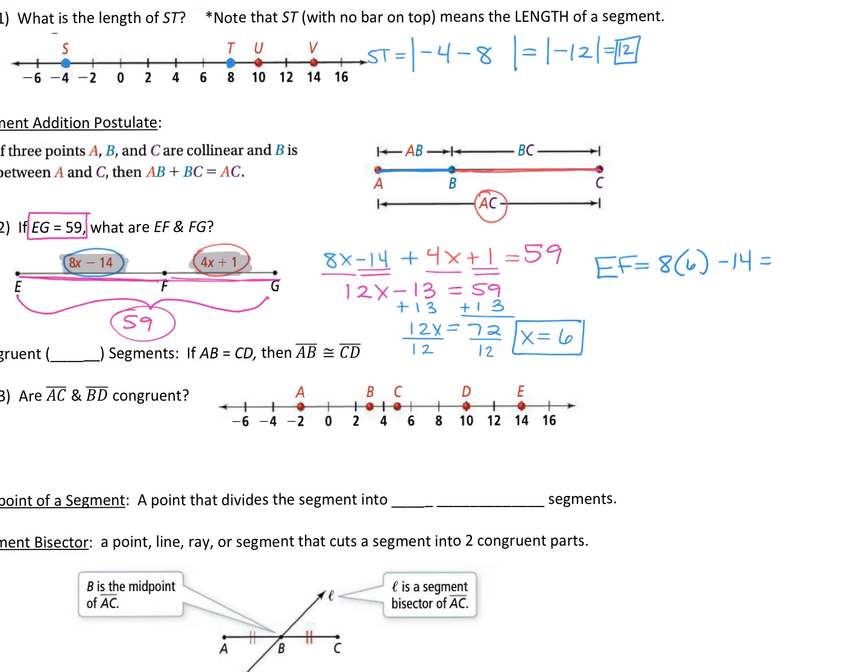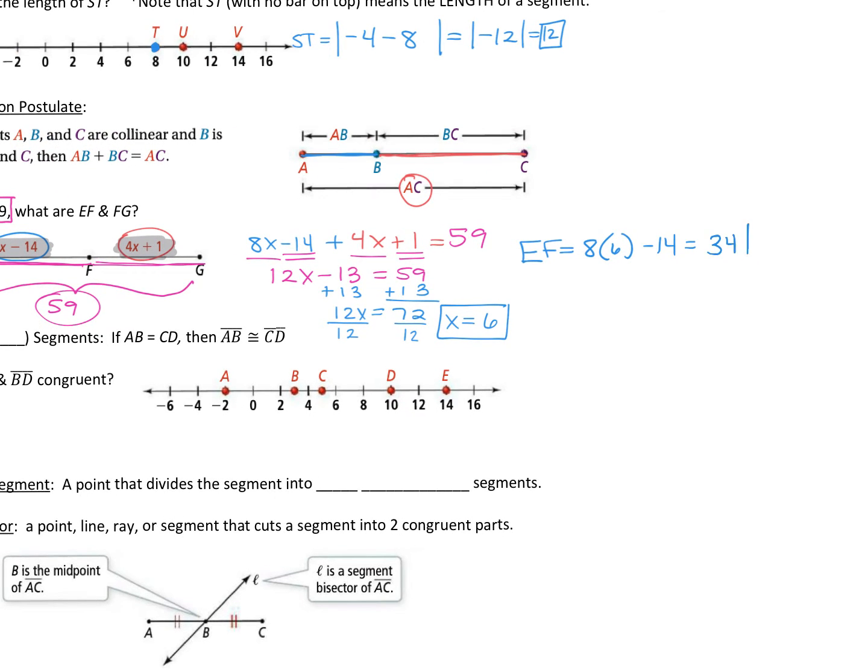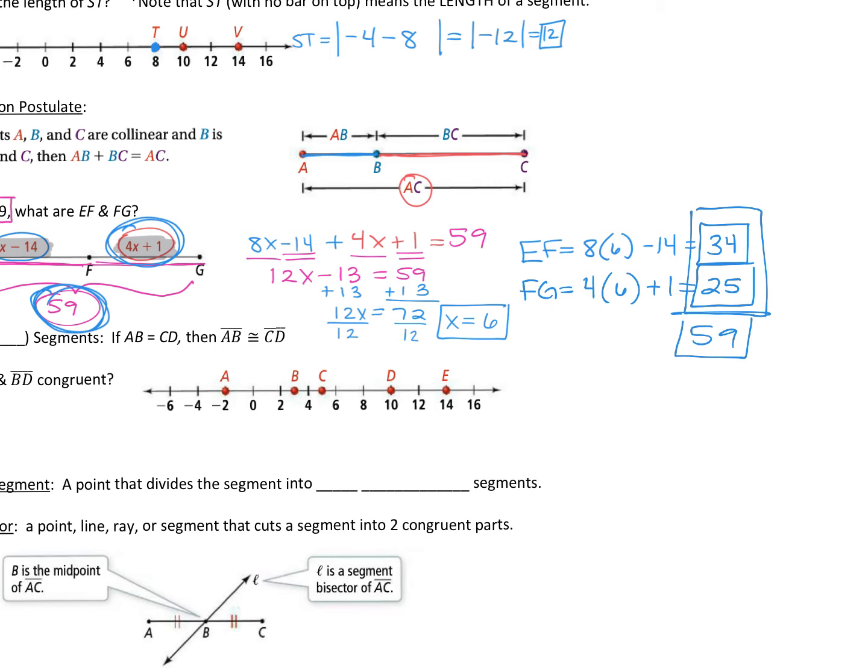8 times 6 is 48. 48 minus 14, 34. Okay, so EF is 34. Now do FG. FG is this guy, the 4x plus 1. So 4 times your x value, which is 6, plus 1 is 25. Okay, how do you know if you got it right? Add those together, right? If these two together equal your 59, then you're good. And they do. This equals 59. So we know we got the right stuff. Questions on that?